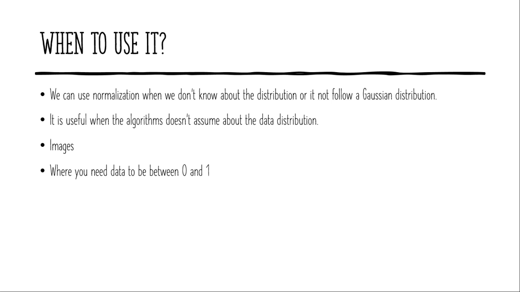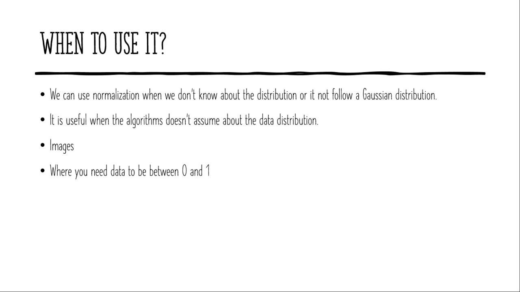So let's see when to use this algorithm. When we don't know the distribution of the data, or it is not following a Gaussian distribution, we will be using minimax scaling. We can also use it when the algorithm does not assume anything about the data distribution. Let's take the example of KNN. KNN doesn't assume anything about the data. So we can scale the data using minimax scaling for algorithms which don't assume anything about the data distribution.